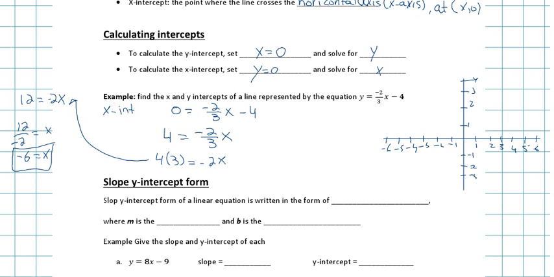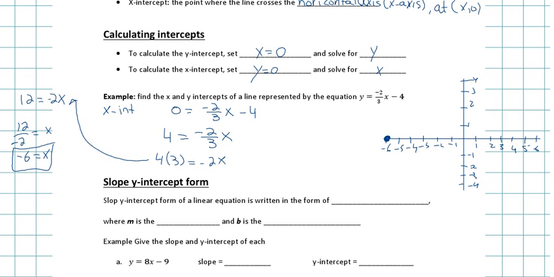Where would I put this point? X equals negative 6. Right here? Yeah. Good. So this is my x-intercept. Are we all good with that?